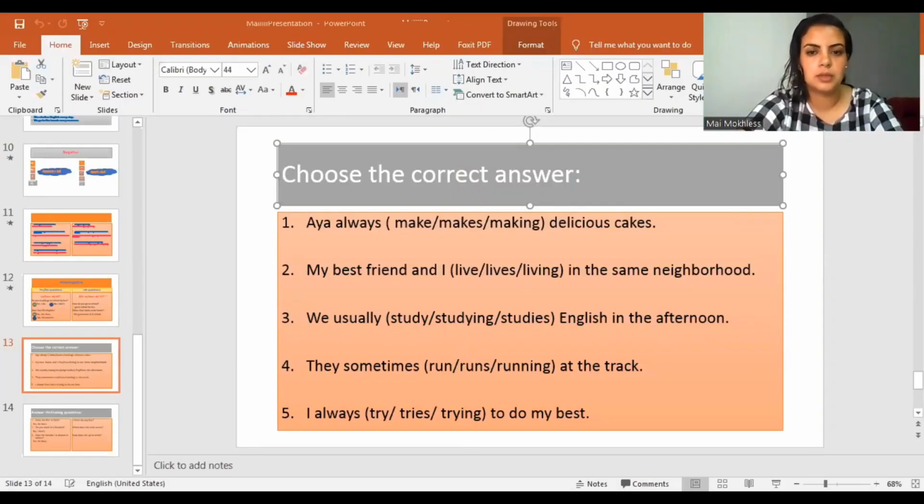Number 4. They sometimes running at the track. Again, sometimes means that the action is repeated, so we use the present simple to express that, repeated actions or habits, routines. So we look at the subject, the plural subject, they goes with the verb without adding S. So we say they sometimes run at the track. Number 5, I always trying to do my best. Okay, I goes with try, verb without adding S.